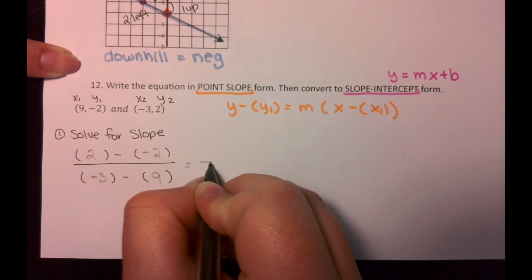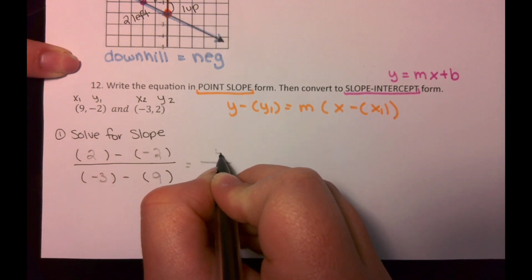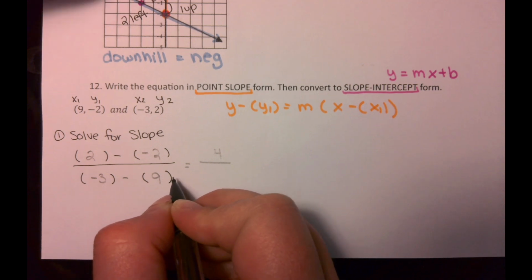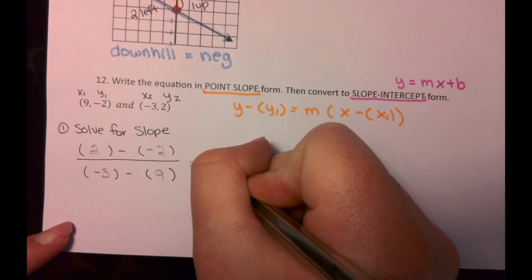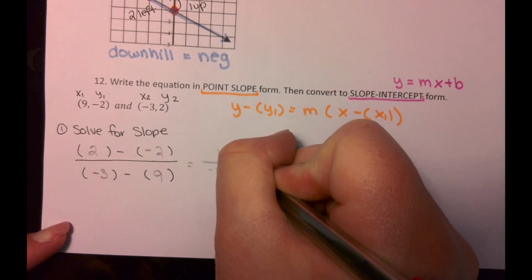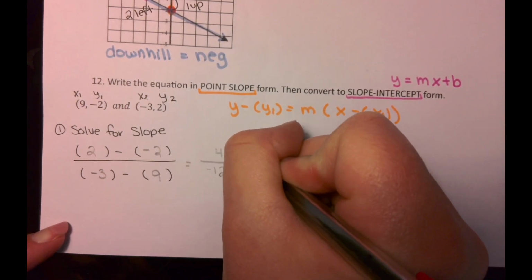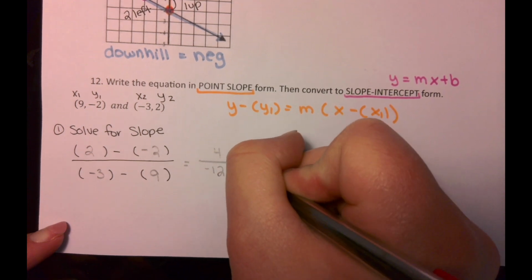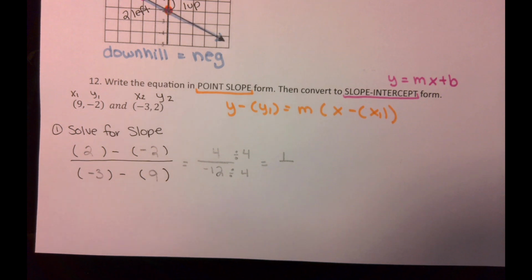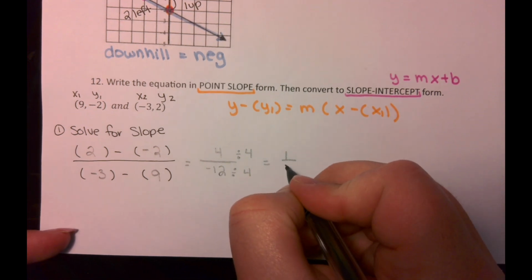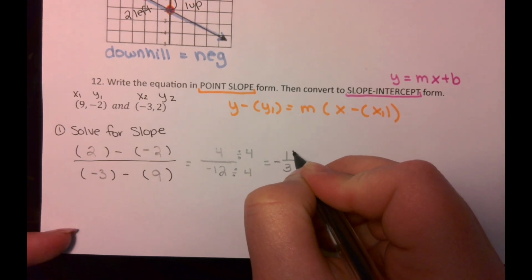Again, type it into the calculator. We have 4 on top, and we have -3 minus 9, which is -12. Again, check if you can simplify. I know that 4 goes into 4. I also know that 4 goes into -12. So for us, our simplified slope is 1 over -3.